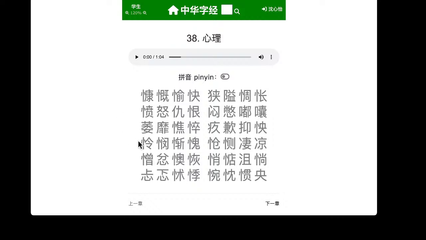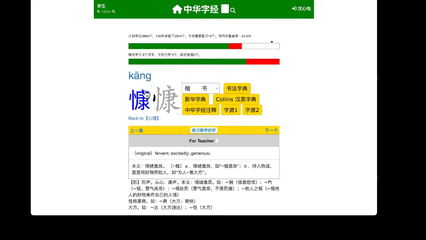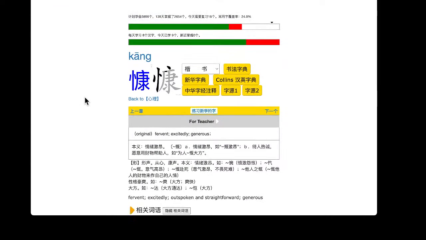Okay. Today we're gonna start a new unit. This is psychology. Basically it's about mood, feelings, that kind of thing. Those characters. So today's first character is Kang. Kang means fervent, excitedly. So that's the original meaning.